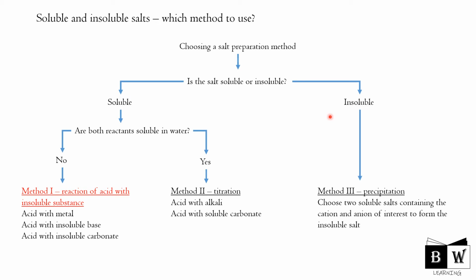Finally, if we are looking at the formation of an insoluble salt, we then use method 3, which we call precipitation. In the precipitation method, we choose two soluble salts as the starting reagents, and these two soluble salts should contain the cation and anion of interest to form the insoluble salt.